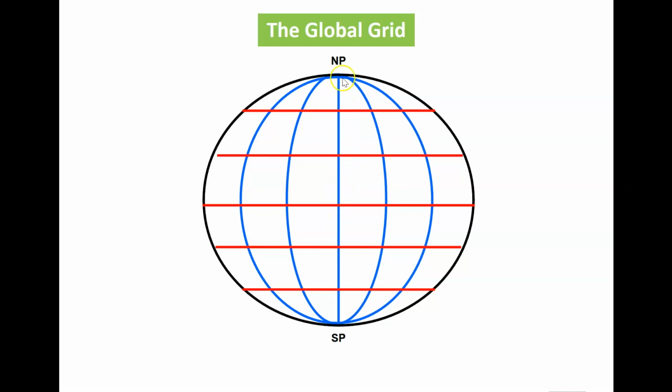Now if we went to our line of longitude, the prime meridian at 0 degrees, and we went to the right or to the east, this would be the eastern hemisphere. And again, back to the prime meridian at 0, if we go to the left or west, this would be our western hemisphere.